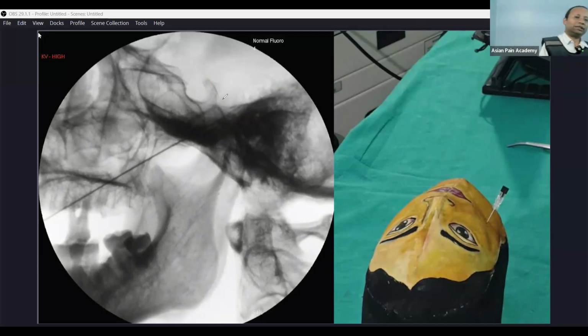Okay, so this is the lateral view. Any question here? This is the lateral view. Okay, now let's see the AP view.